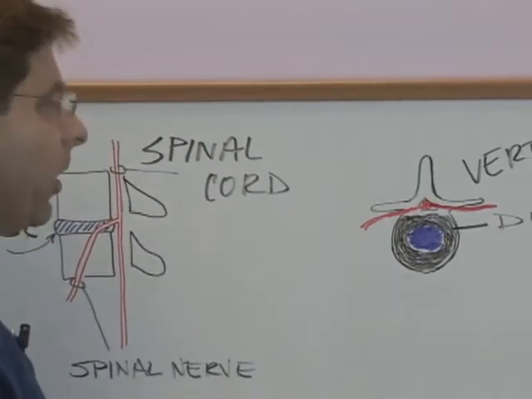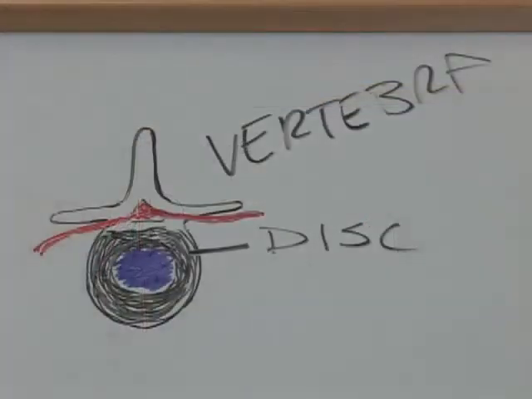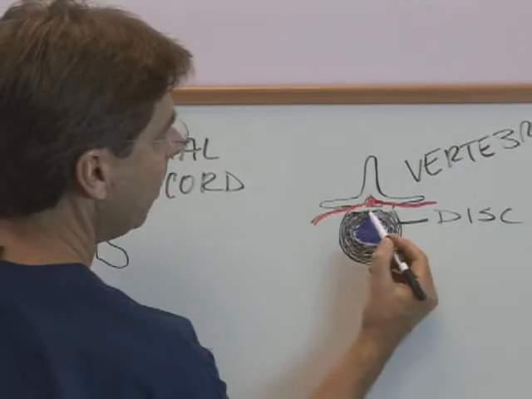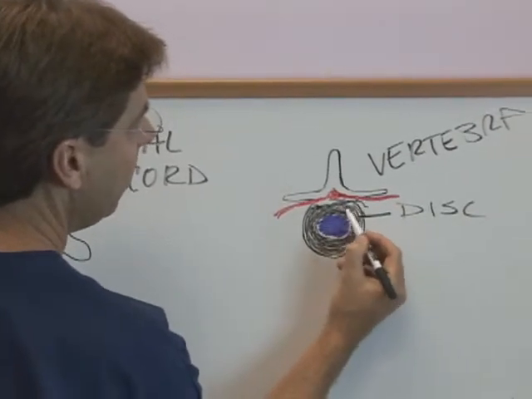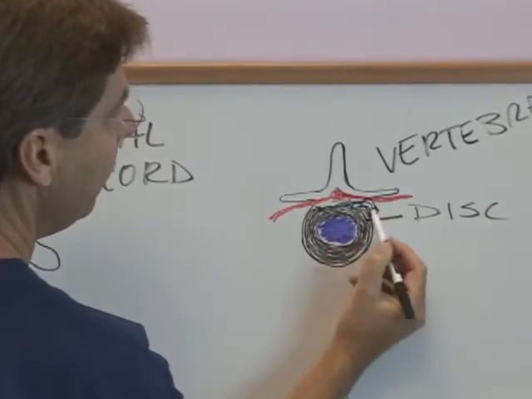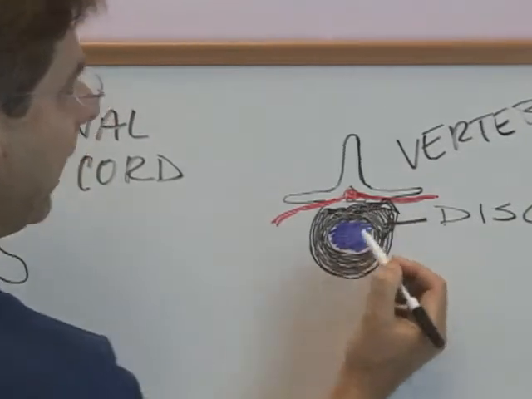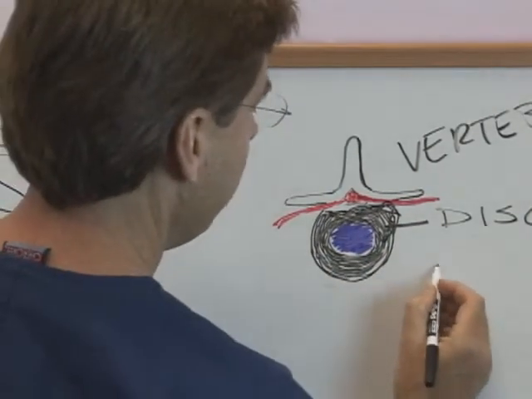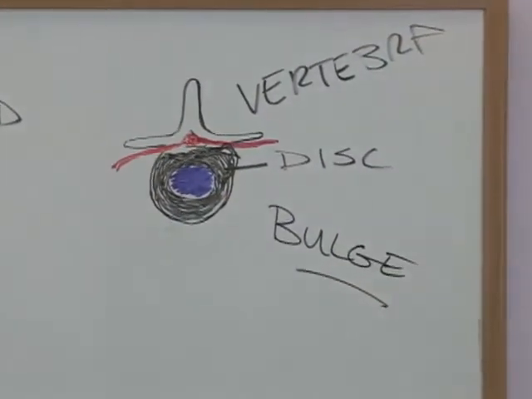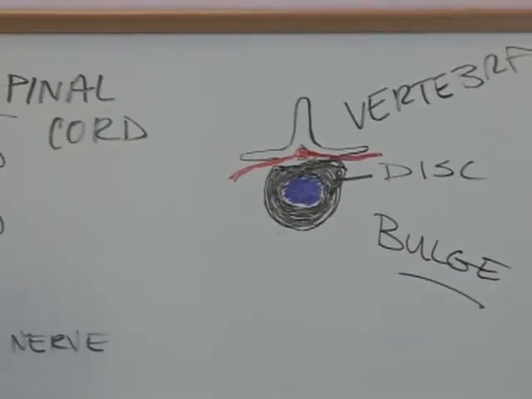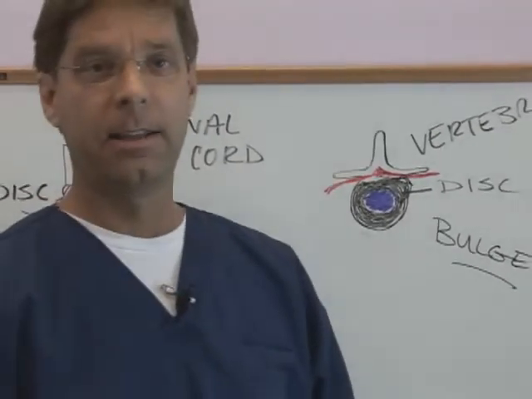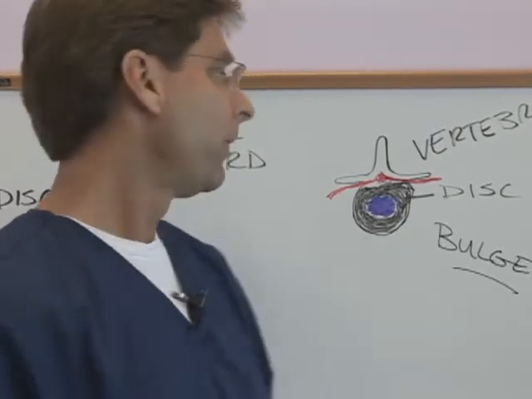Now, what can occur is the disc itself, the fibrocartilaginous material, can become weakened and start to bulge backwards toward or even into the nerve root area, and that's called your disc bulge. That's what you hear about when someone tells you they have a bulge in their back or they have a disc bulge.